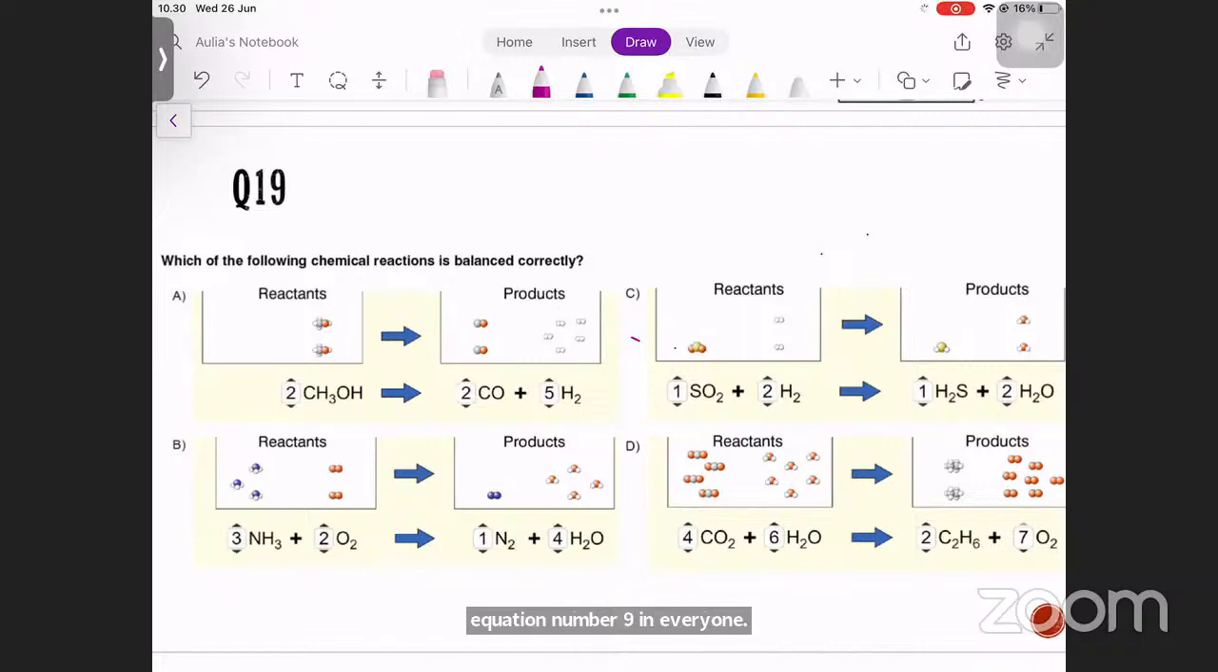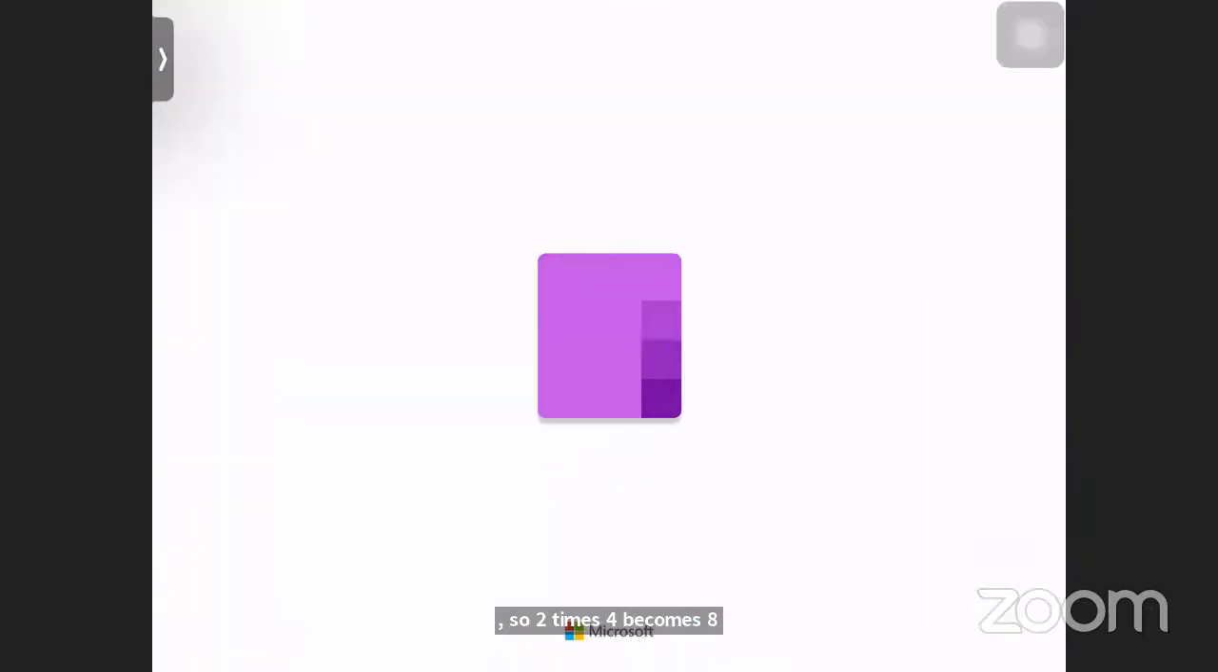Okay, now Mika says B. Let's look at B only then. In B, for CO2, here we have four carbon. And then we have two oxygens, but since we have four as the number here, so 2 times 4 becomes 8. Oh, apologize.